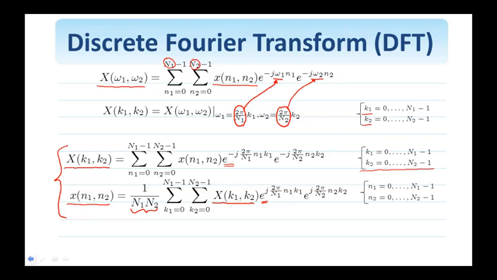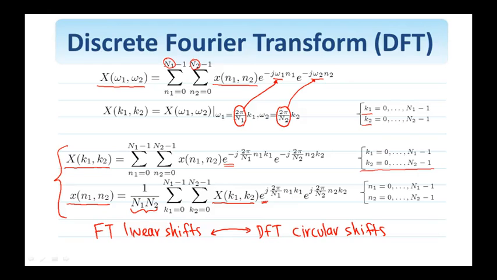The DFT and the Fourier transform share many, if not all, of their properties. One main difference, however, is that the linear shifts in the Fourier transform become, when it comes to the DFT, circular shifts. One way to perform and understand circular shifts is to periodically extend the image and then perform a linear shift, but only keep the central part of the image, the baseband, or the image that is defined by N1 and N2 in this window here.